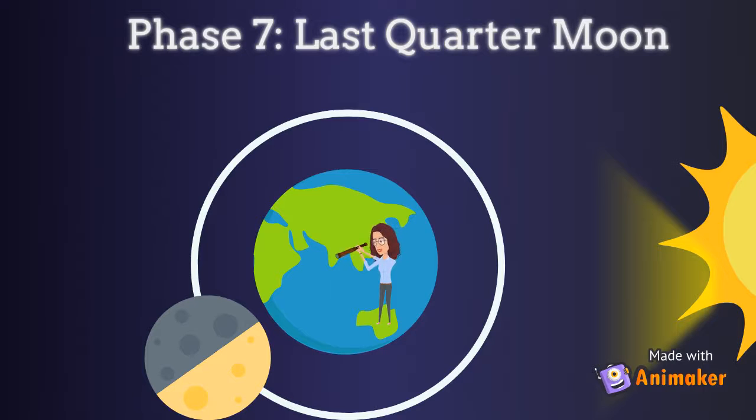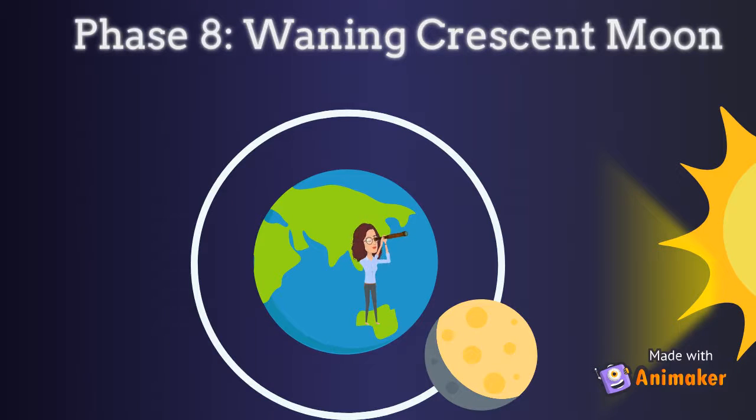The seventh phase is called a last quarter moon. It is when on Earth we can see half of the sunlight portion of the moon. It is in the last quarter of its lunar cycle, hence the name last quarter moon.